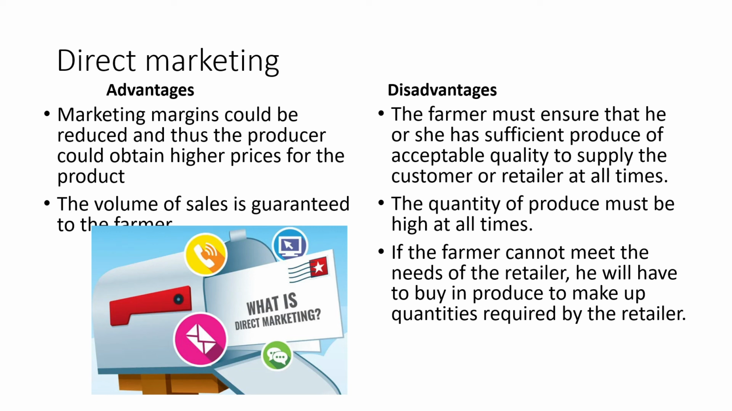Secondly, the quantity of produce must be high at all times. Always quantity and quality is important, so that standard must be upheld. And then also if the farmer cannot meet the needs of the retailer, he will have to buy in produce. So that's also bad for the farmer. Again, if he doesn't have enough to supply, he probably will have to buy from a different farmer or make a plan to supply this product to the buyer.